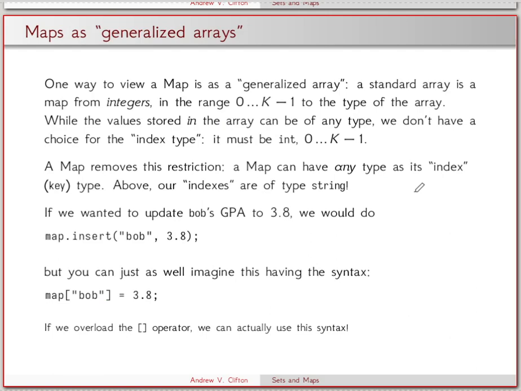Like I was saying earlier, you can use this as a kind of generalized array. A standard array has keys that are integers from 0 to some k minus 1. Those are our keys, right?